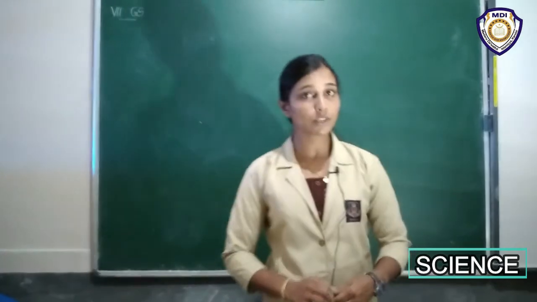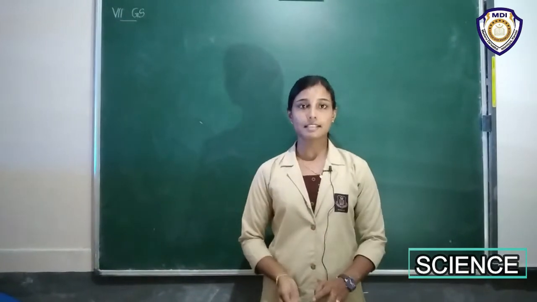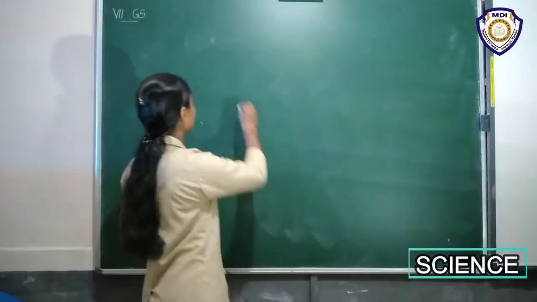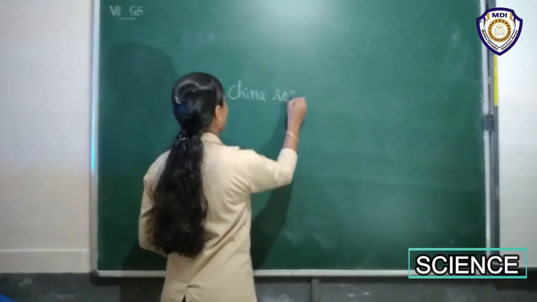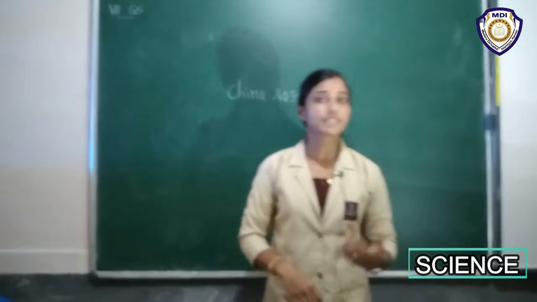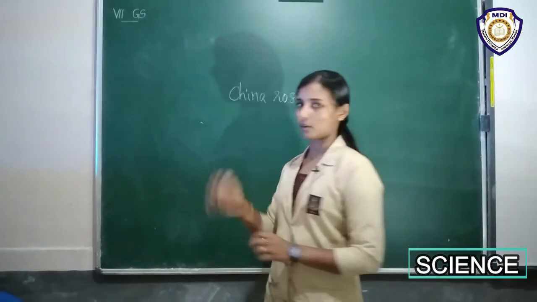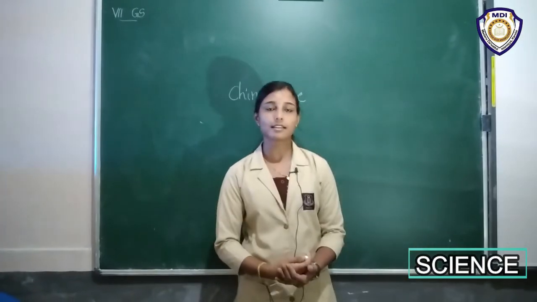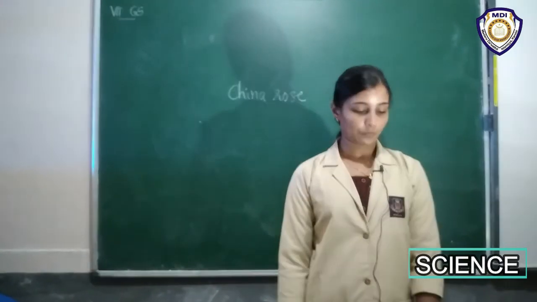Now we are going to discuss the third natural indicator, that is China rose as an indicator. China rose is nothing but a flower, like our hibiscus, chemparathi poovu. That is China rose. So how can we use China rose as an indicator? That is an activity given to you.